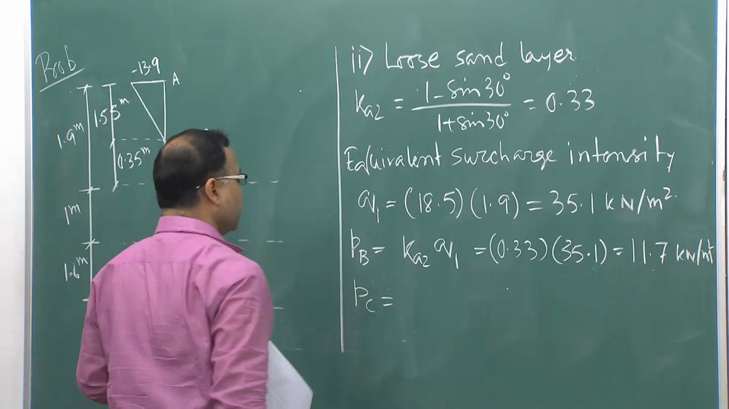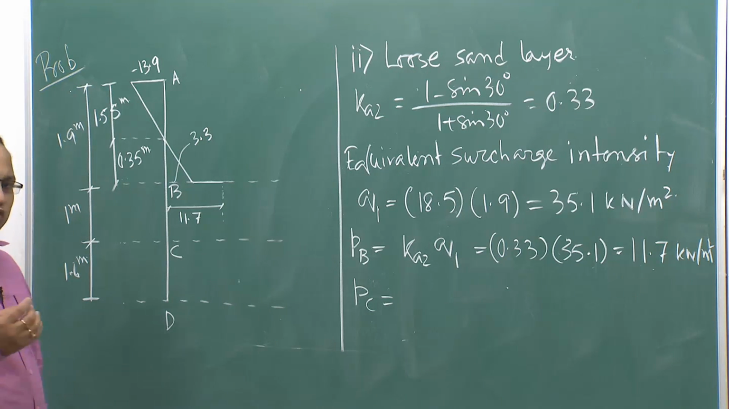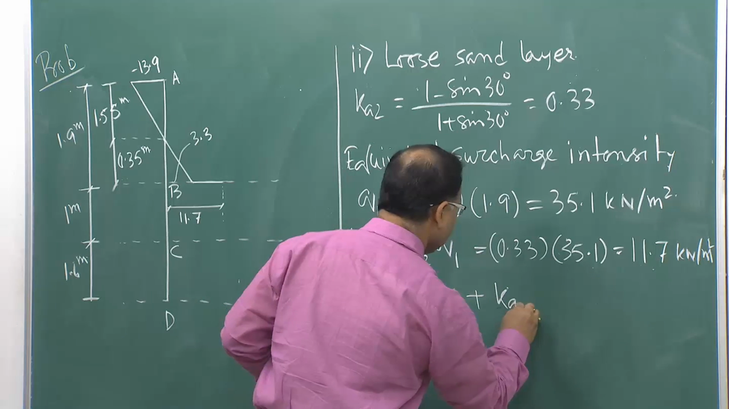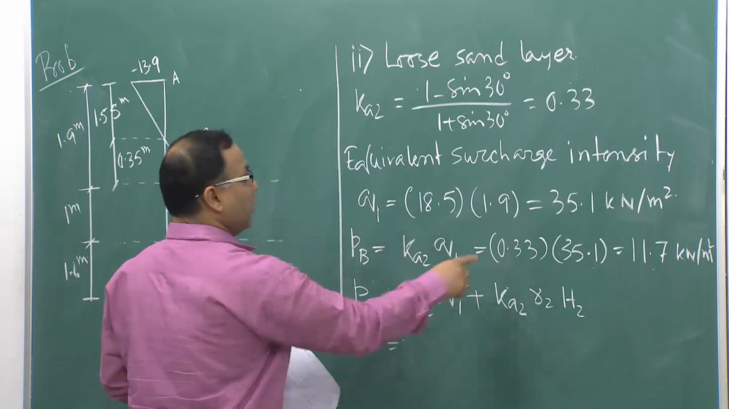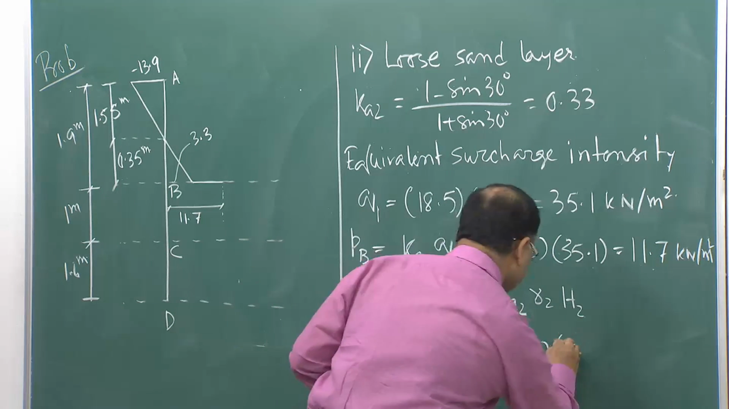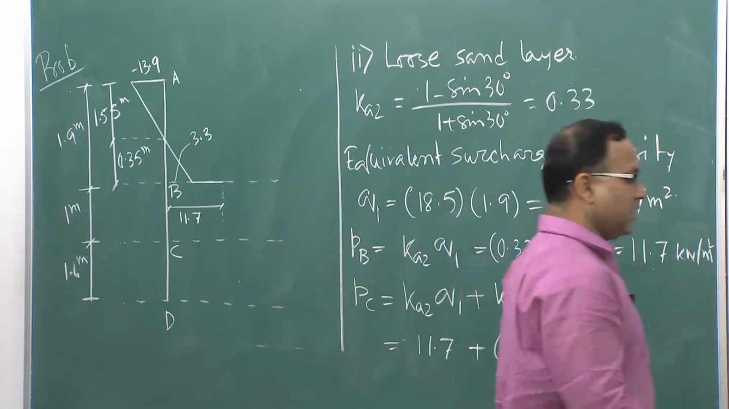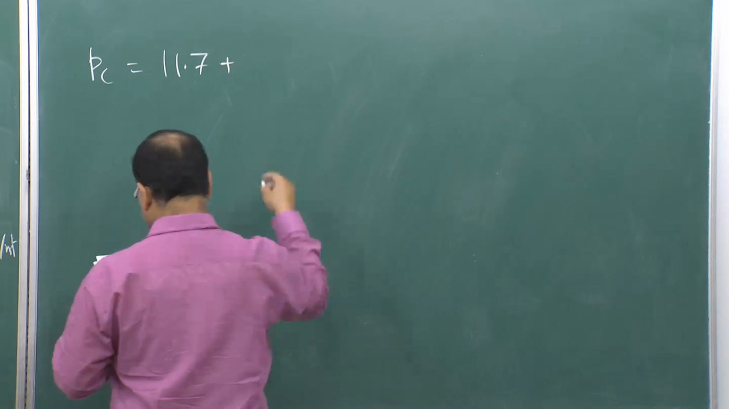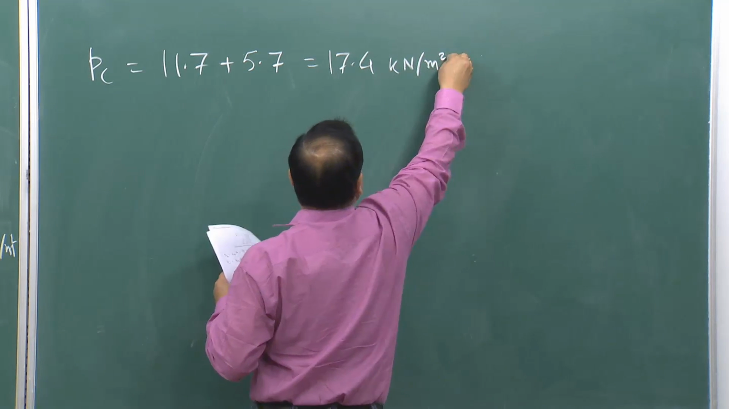So, similarly I can calculate PC, that means active earth pressure at point C, which is eventually or evidently the interface between stratum 2 and stratum 3, right. So, PC is equal to Ka2 Q1 plus Ka2 gamma 2 H2, which gives me Ka2 Q1 is nothing but 11.7 plus Ka2 is 0.33, gamma 2 is 17.2, and what is H2, that is the depth of second layer, is simply 1 meter. So, that gives me PC is equal to 11.7 plus 5.7 is equal to 17.4 kilonewton per meter square.